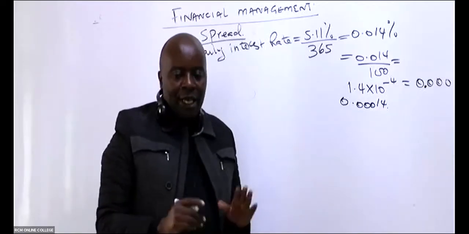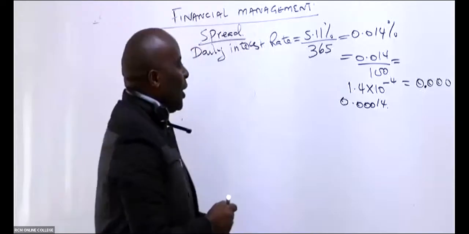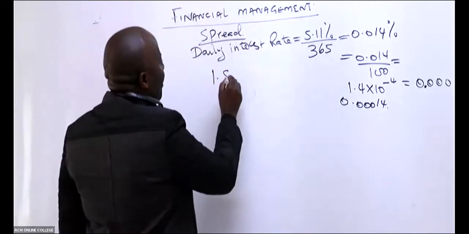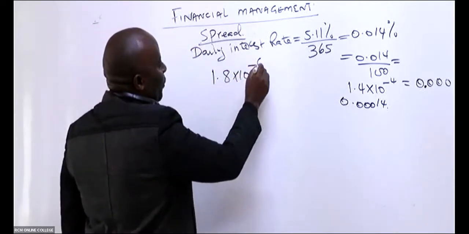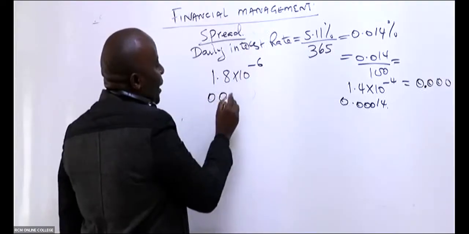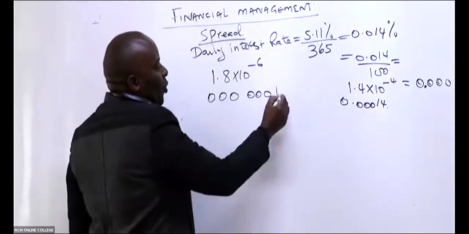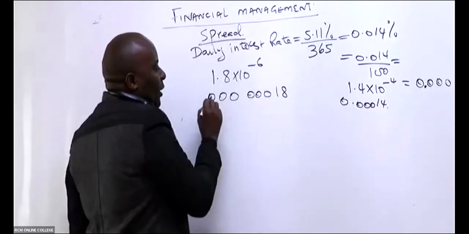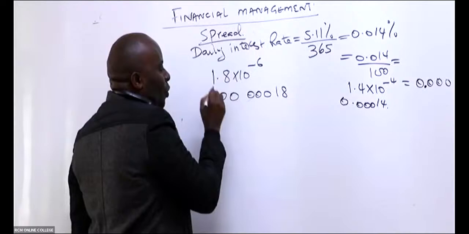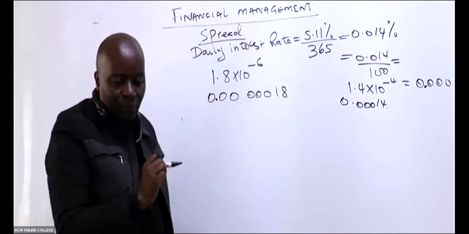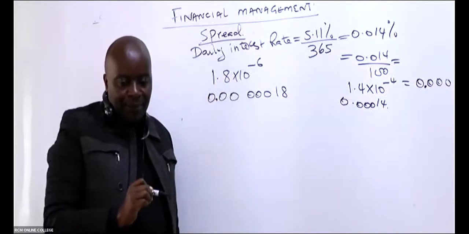So is that okay up to here, ladies and gentlemen? If, for example, they tell you 1.8 times 10 raised to negative 6, you simply write how many zeros? You write 6 zeros. And then you write 18 without putting a decimal. And then in between the first 2 zeros, you put a decimal. That is very, very important.